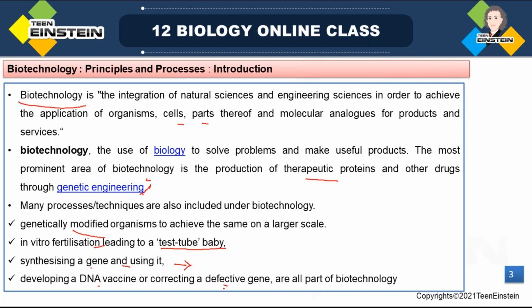In an organism, everything is related. So one defective gene can cause several diseases or several problems in an organism. Correcting such defective genes all comes under biotechnology. So biotechnology is very important. And you know very well, nowadays food is very less, but the population is more.